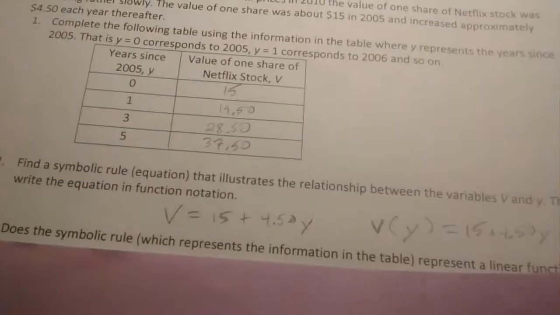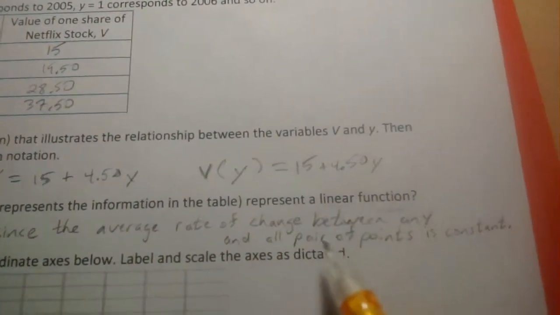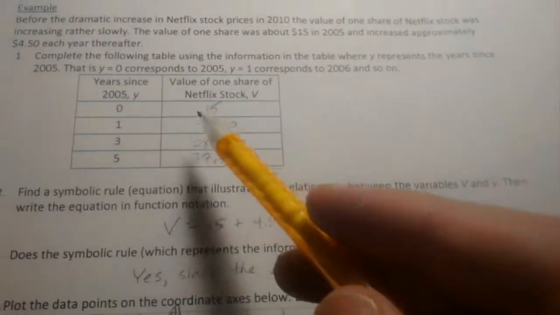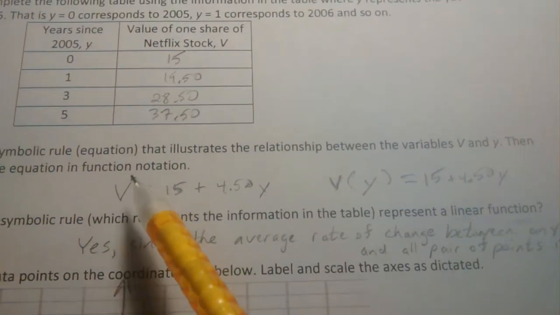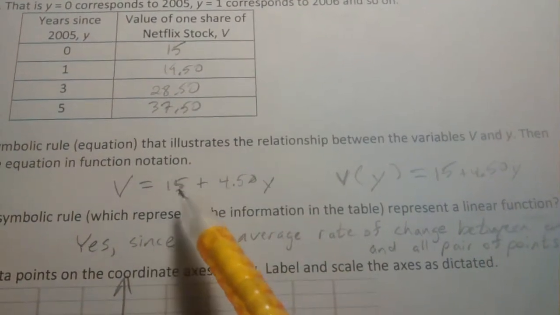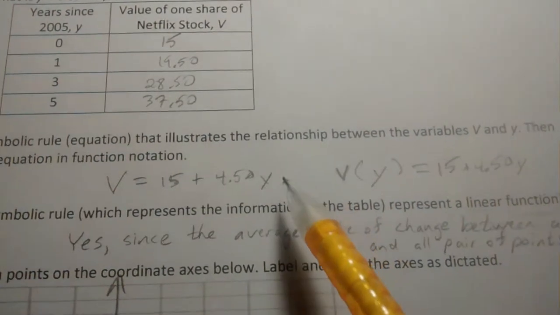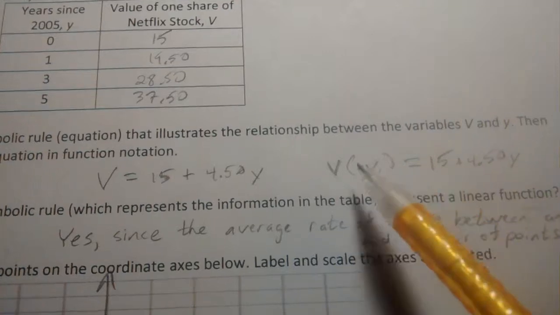So here's a good sentence to write. Yes, since the average rate of change between any and all pairs of points is constant, we know we have a linear function. We know that the graph of this information will form a line. This is actually in slope-intercept form, if you recall from your previous reading activity or in the book section. So is this, just in function notation.